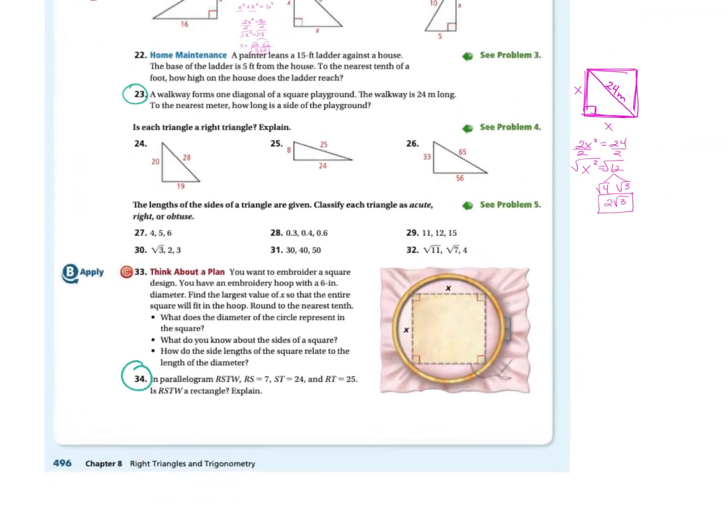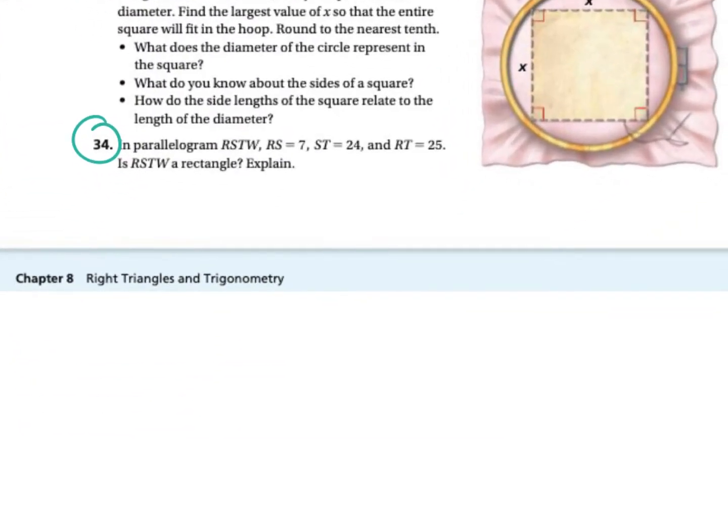Yes. Okay, 34 says in a parallelogram, think about what you know about a parallelogram, right? Opposite sides are parallel, but opposite sides are also what? Equal, right? Opposite angles are congruent, consecutive angles are supplementary. You know lots of things about parallelograms.